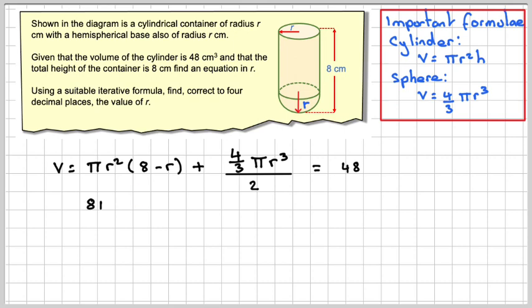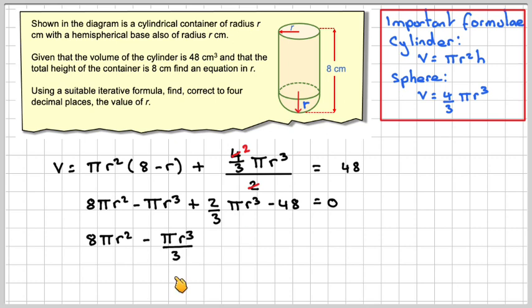So expanding the bracket, we're going to get 8 pi r squared minus pi r cubed, pi r squared times r, and then the 2 and the 4 cancel, so we're going to get plus 2 pi r cubed over 3, and then minus 48 will be equal to 0. We can collect these two terms together, so we've got 8 pi r squared, minus pi r cubed plus 2/3 pi r cubed is minus 1/3 pi r cubed, minus 48 is equal to 0.